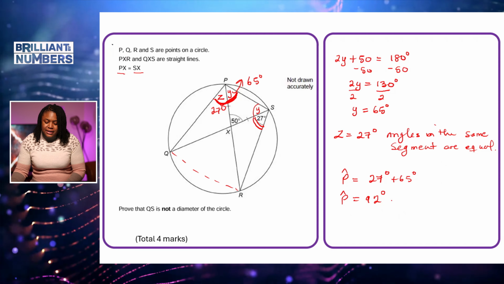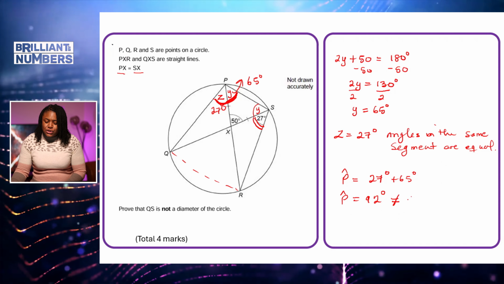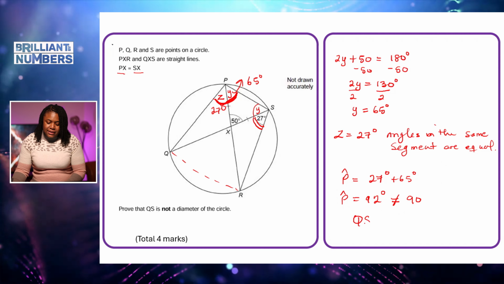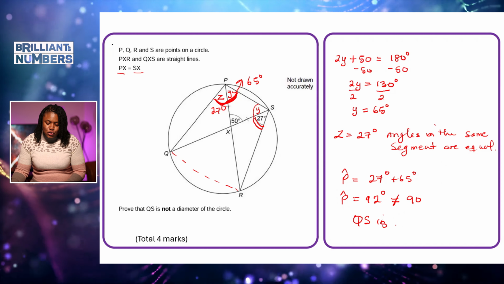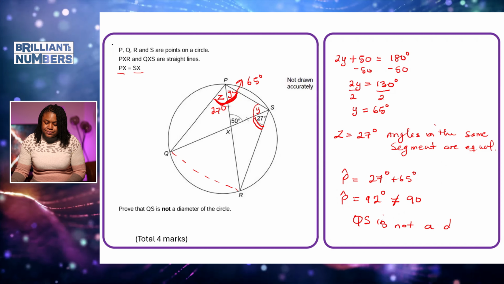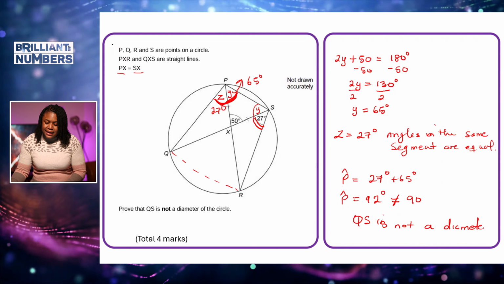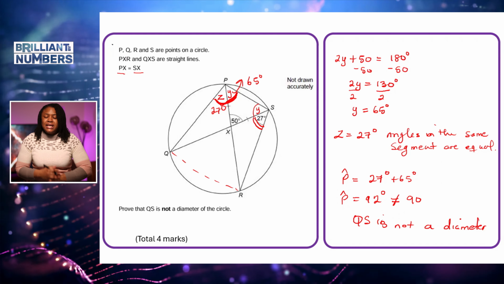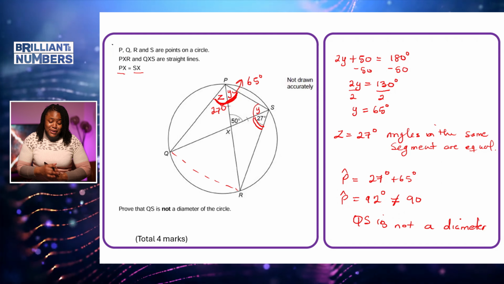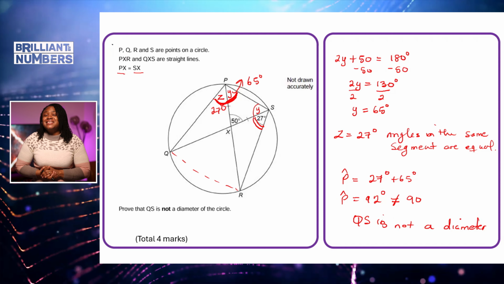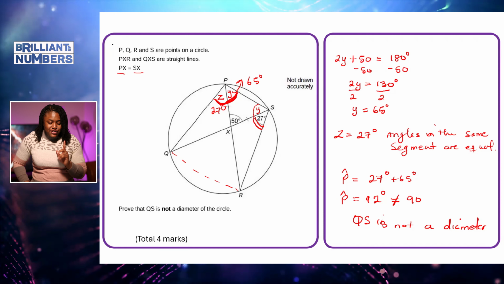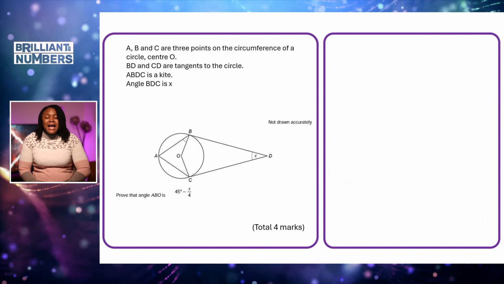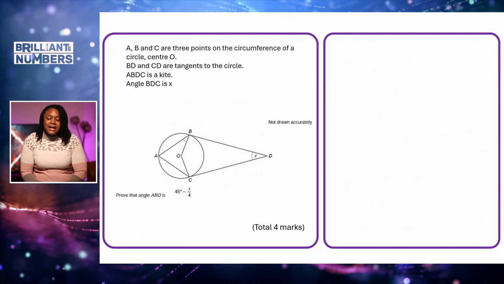Therefore, we know 92 is not equal to 90. So we know that QS is not a diameter. So we end intelligently by telling our examiner that we've proven it is not a diameter. And there we go. That's another 4 marks there. So now we're going to do another question, which is our final question, and then we are going to summarize this lesson.